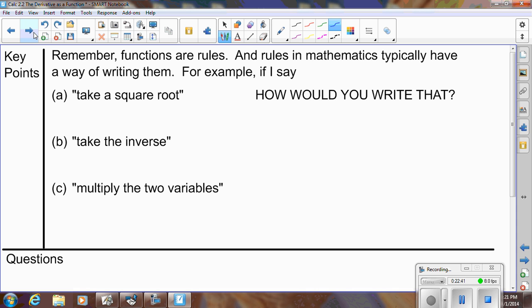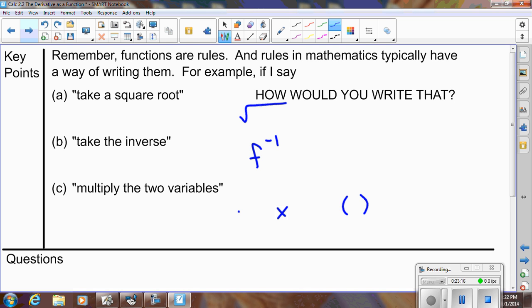Now please remember, functions are rules, and rules in math usually have some way of writing them. If I were to say take a square root, you know that there is a symbol that says square root. If we say take an inverse, you know that there is a symbol for inverses, and there are also symbols for multiplying. If we say multiply, you could use the dot, you could use the x, you could use parentheses for multiplication, but there are several different symbols that mean multiplication.